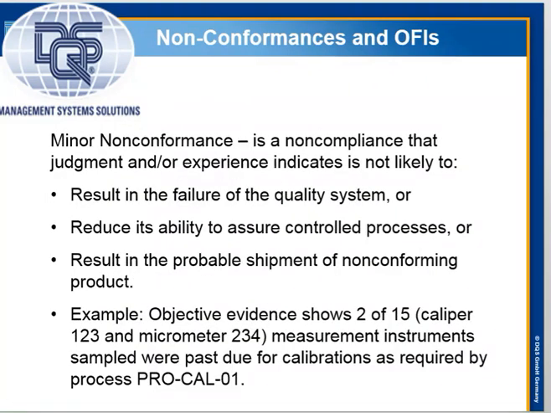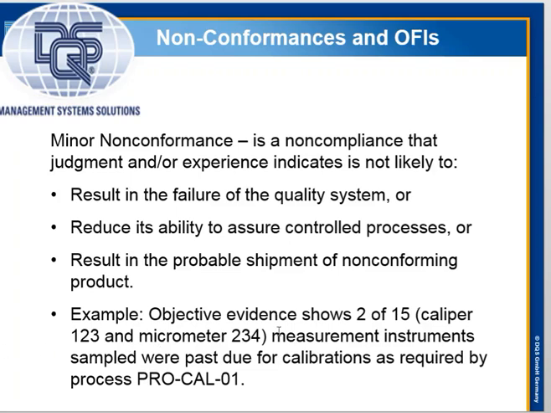So what's a minor? It's a non-compliance that, in the judgment and or experience, indicates that it's not likely to result in a failure of the quality system, reduce its ability to ensure control processes, or result in a probable shipment of non-conforming product. So here's a little example. Objective evidence shows that 2 of 15, and I list the sample, caliper 123 and micrometer 234, measurement instruments sampled were past due for calibrations as required by process Pro-Cal-01.